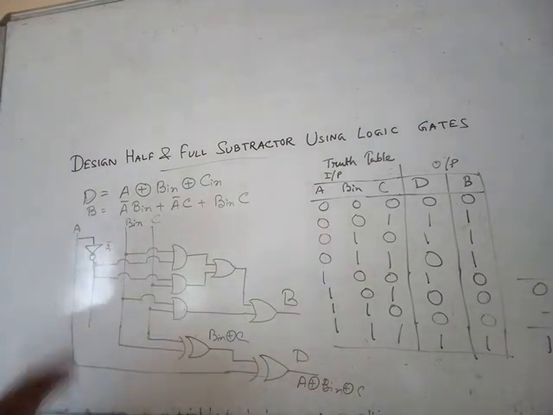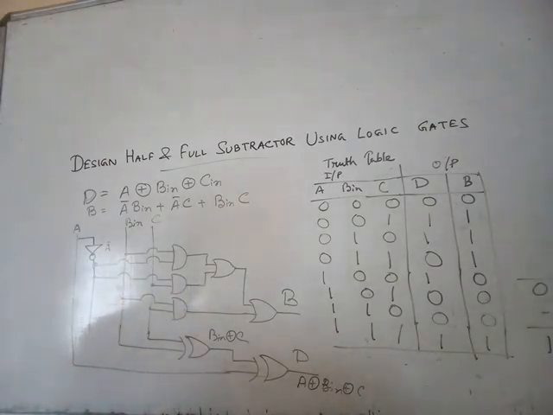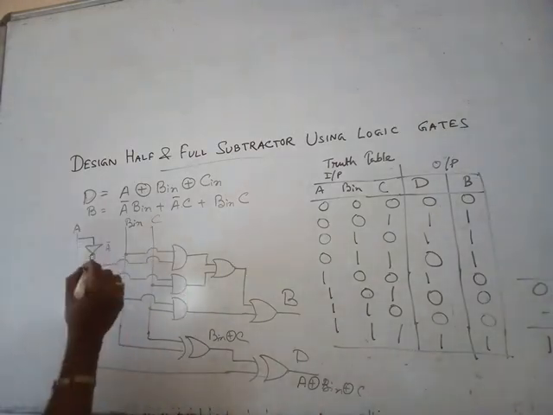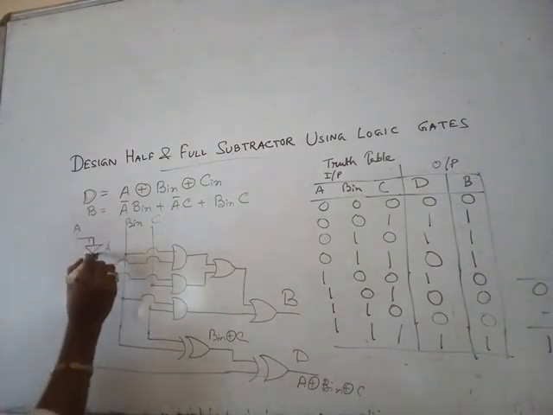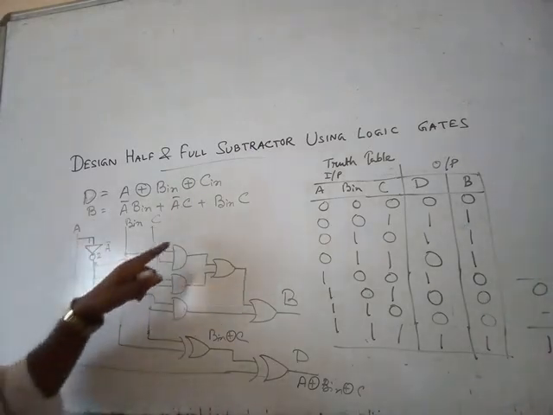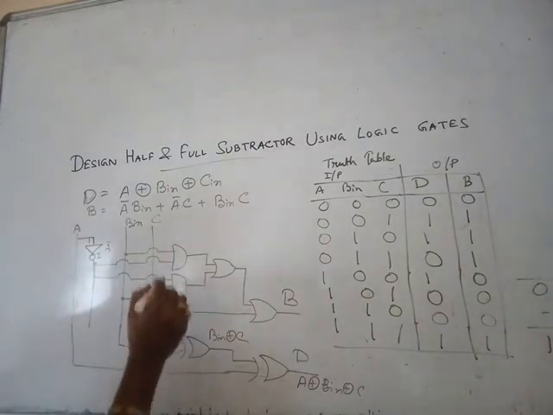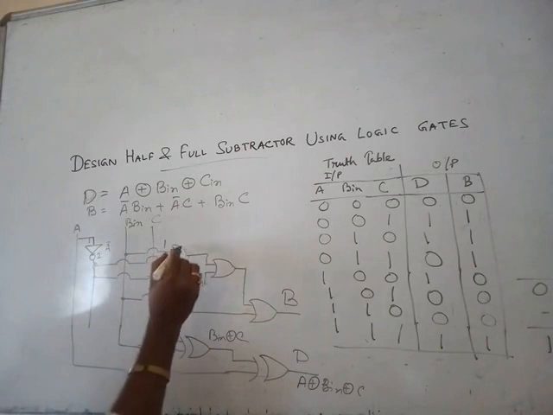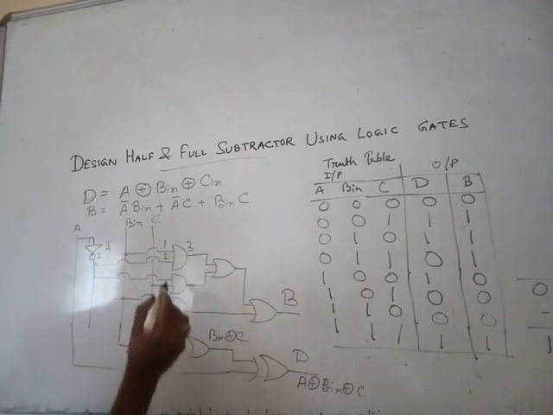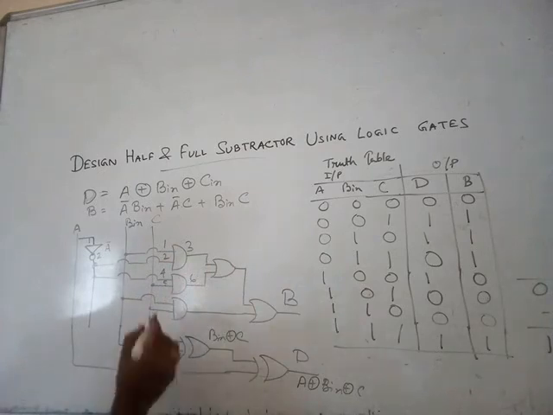So these are the truth table and these are the circuits of half and full subtractor. Now we have to give the pin number. For NOT, pin number 1, 2. Then AND. This 3 AND. First gate: 1, 2 input, 3 output. Next 4, 5 input, 6 output. Next 10, 9 input, 8 output.